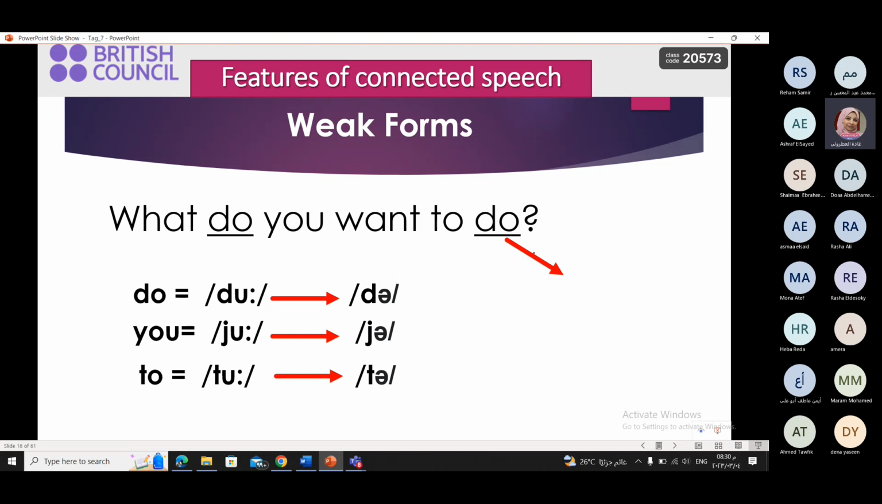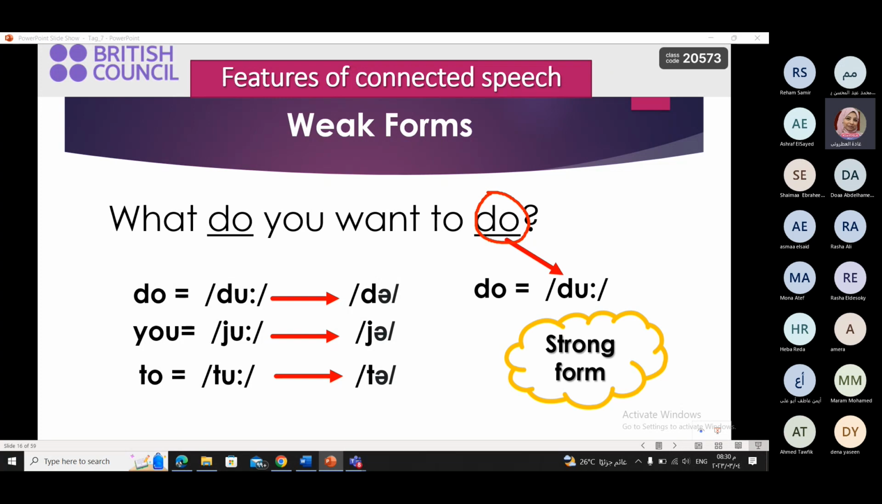And the last word here, do, is strong because it's the verb. It is different from this one. This is an auxiliary verb, a helping verb, which has a weak form because it is not important. It doesn't convey any information. But this word, which is the same word do, has a strong form because it's the verb. It's one of the most important words in the sentence. Do you get what I say?